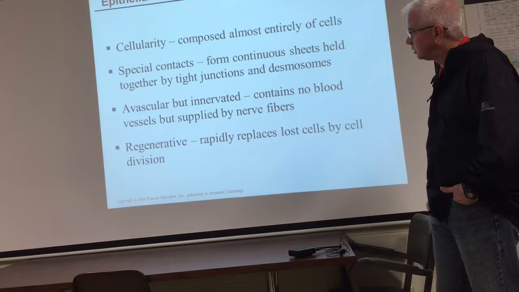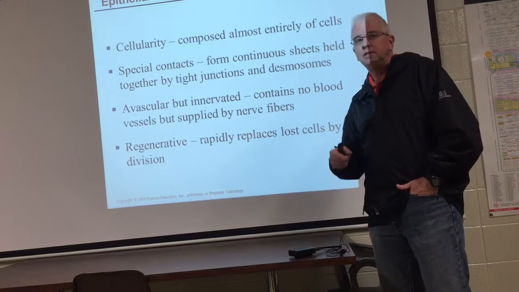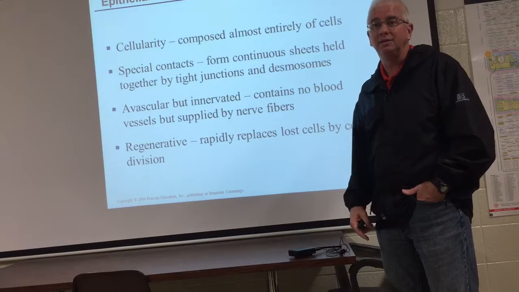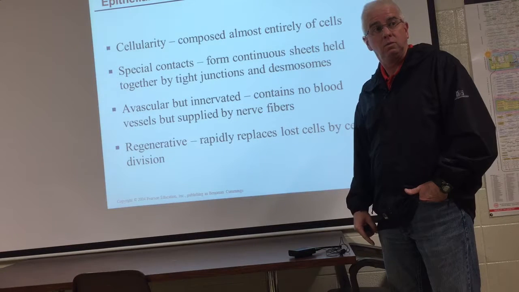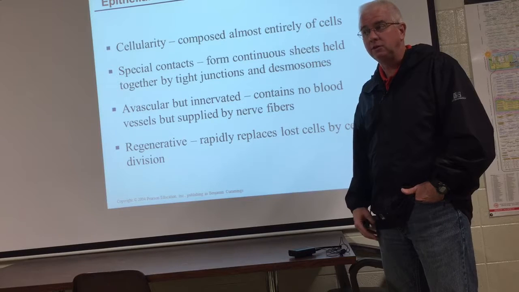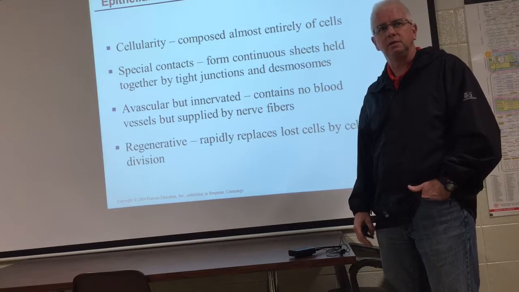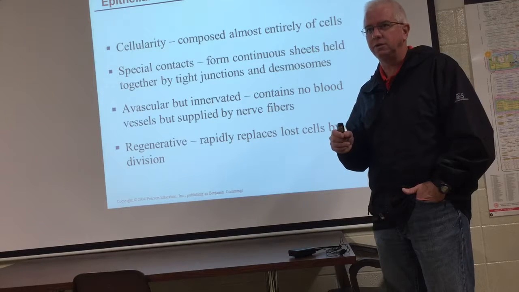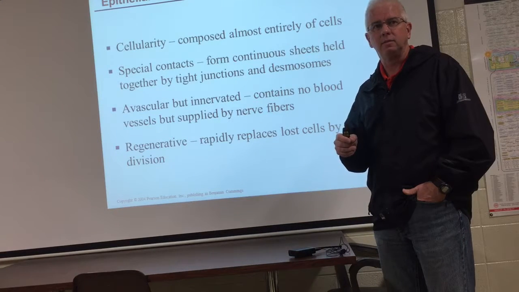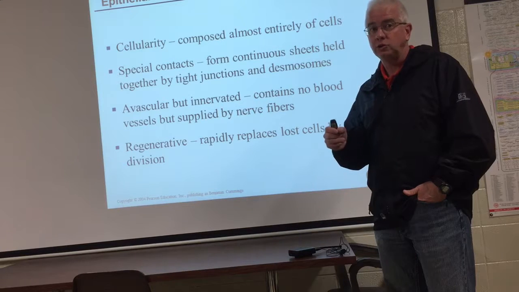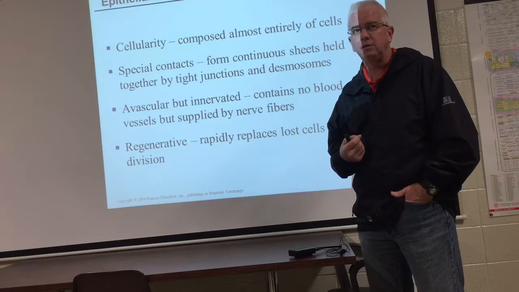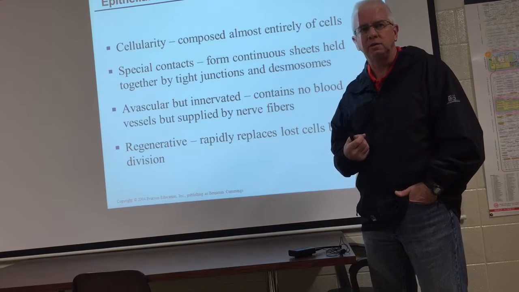All right? Third, very important characteristic. They're avascular but innervated. To say something is vascularized or avascular means it either has blood supply or it does not. So, epithelial tissues are avascular. What that means is, if you look in a microscope at a tissue and you see a blood vessel there, that is not epithelial. Now the question becomes, how do you keep epithelial cells alive? If the tissue does not have blood supply, how do you keep it alive?